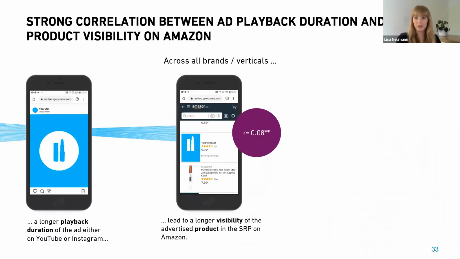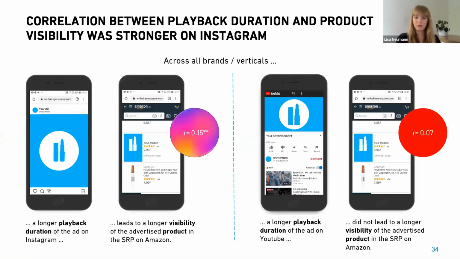So we already learned that there's a link between playback duration and ad recall, and our behavioral data also shows that a longer playback duration of the ad led to a longer visibility of the advertised product on the Amazon result page. So the more intense the ad contact, the higher the interest in the exposed product. And this correlation between playback duration and product visibility on Amazon was stronger on Instagram, as you can see on the left. A longer ad playback duration of the ad on YouTube, however, did not lead to a longer product visibility on Amazon, as you can see on the right in red.